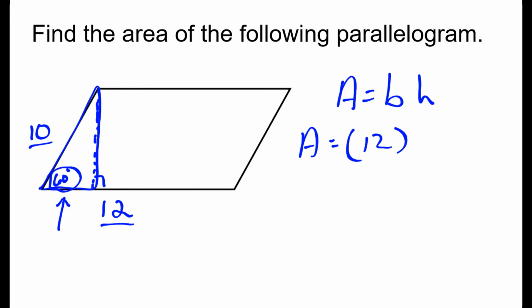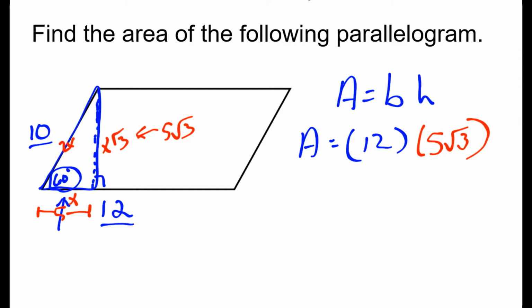So according to our 30-60-90 rules, this is 2x, 1x, and x root 3. So if this is 10, we have 5 right here, which gives us the height of our parallelogram at 5 square root 3. So the area of our parallelogram, 12 times 5, gives us 60 times the square root of 3.